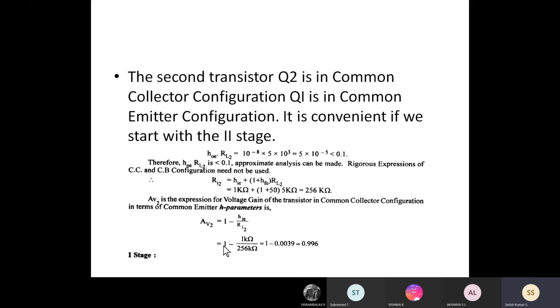Ri2 is an unknown value. Once we calculate Ri2, we can easily substitute it there. The formula is given. Using the formula, we calculate Ri2 and substitute the value here. You will get the voltage gain of your second transistor. We are getting the voltage gain of the second transistor as 0.996.